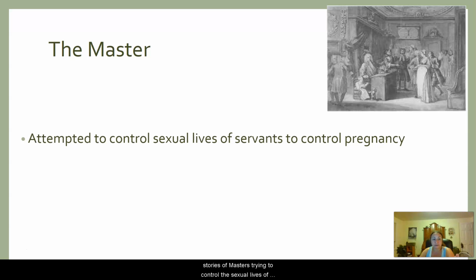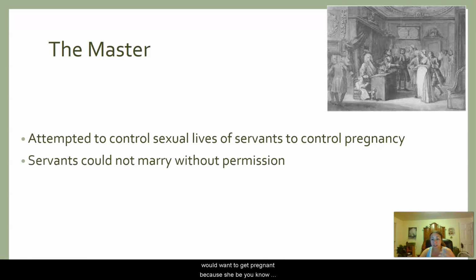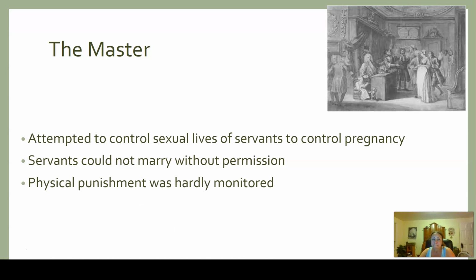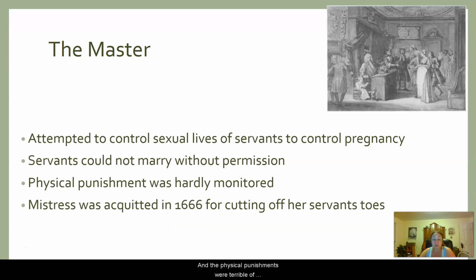There are stories of masters trying to control the sexual lives of their servants. If you had a female servant, you wouldn't want her to get pregnant, because she'd be spending her time with her baby rather than dealing with you. So you would tell her she cannot marry, she cannot have sex, she cannot have any intimacy until her time is done. And the physical punishments were terrible.